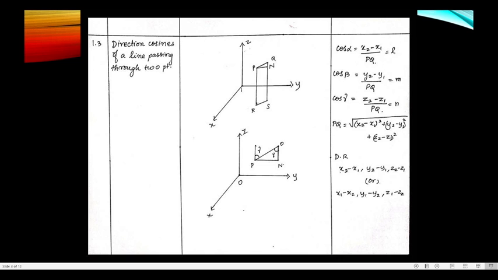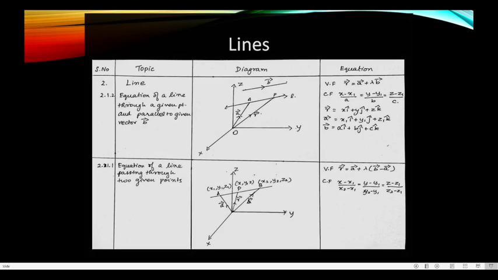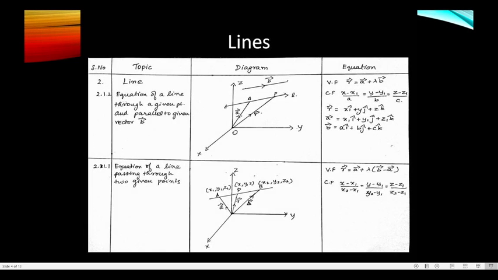Next concept we are going to see is the line. In that, the first subtopic is the equation of a line through a given point and parallel to a given vector b. Here in the diagram we can see it is passing through a given point and it is parallel to a vector b. You can see the vector b at the top. Now what is the equation? We have two types of form here: vector form and Cartesian form.